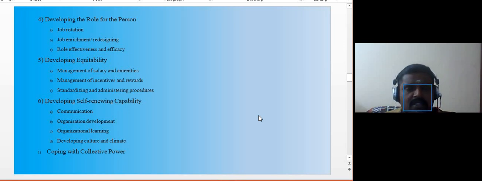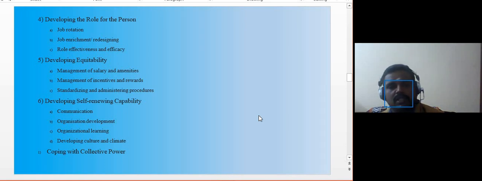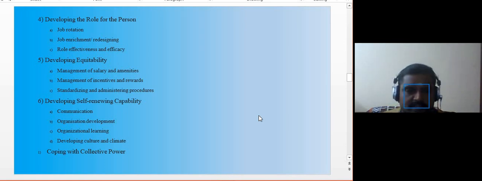So whatever it is, we must perform in a very good manner by redesigning and making the job enrichment to the next level. And role effectiveness and efficacy. As I already told you, effectiveness and efficiency talk about quality as well as quantitative terms. So develop the role of the persons to the next level.